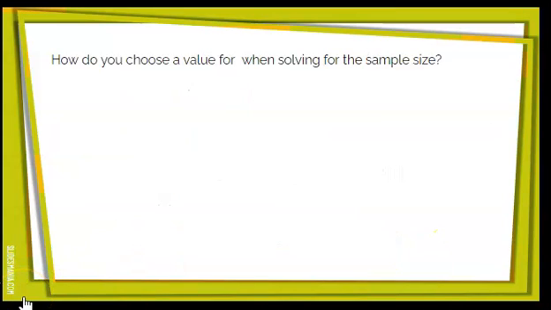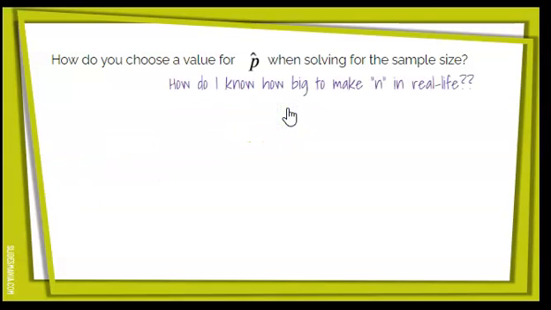So then here's the new thing. How do you choose a value for N when solving? So how do you choose a value for p-hat when you're solving for sample size? Well, lots to think about here. Basically, how do I know how big to make N in real life? Like if they don't tell you how big the sample size is, then you have to work it backwards.